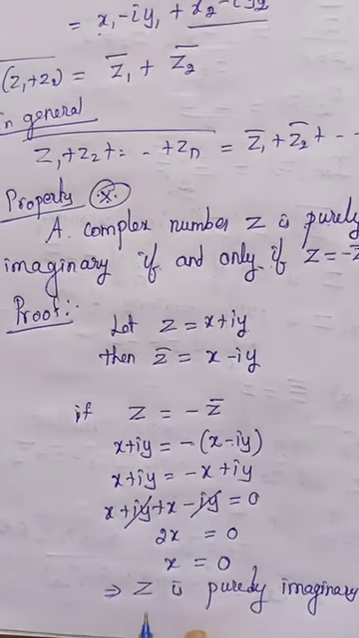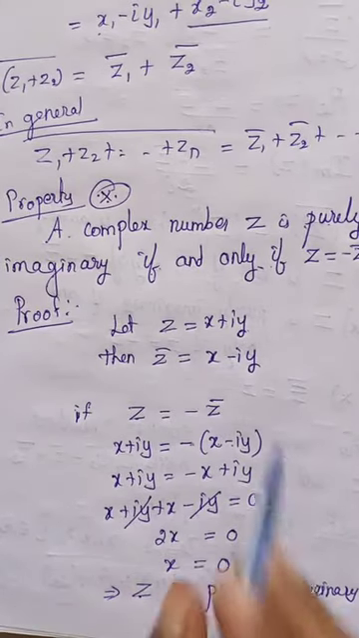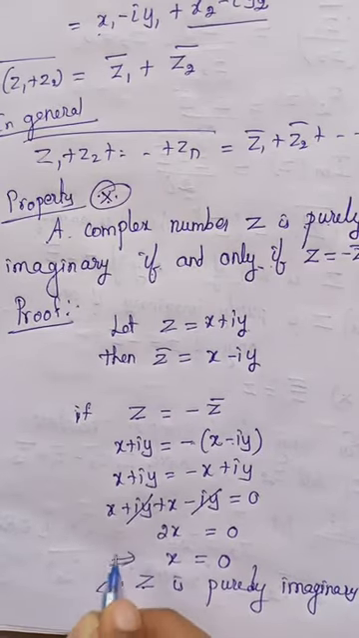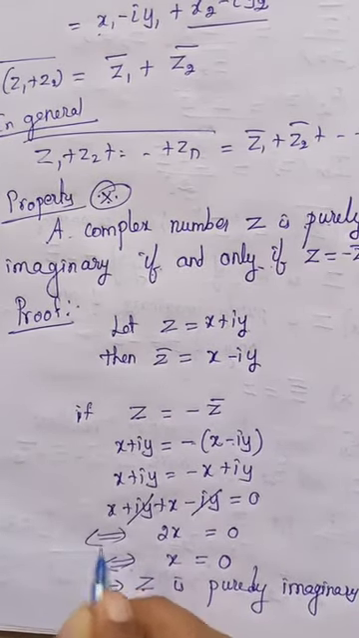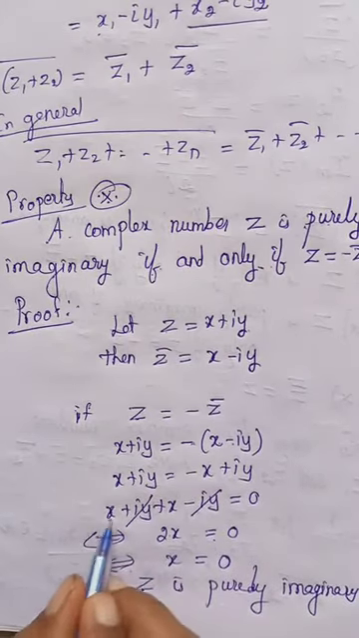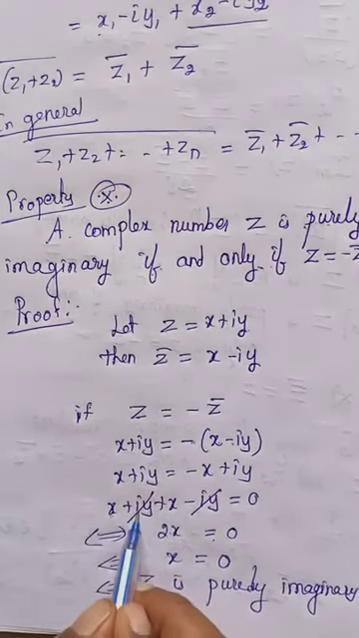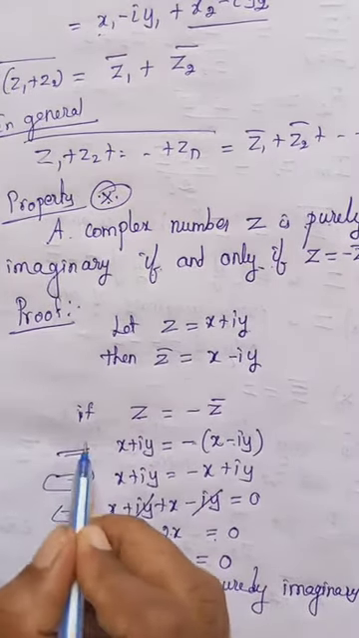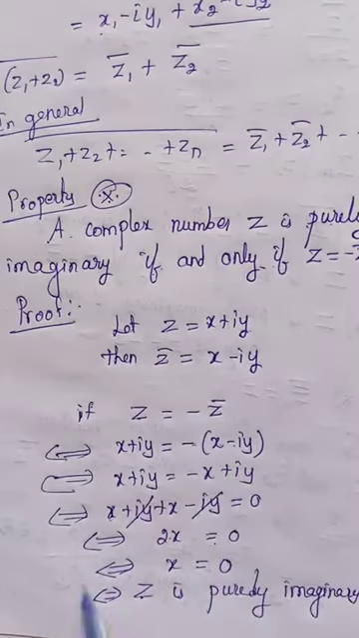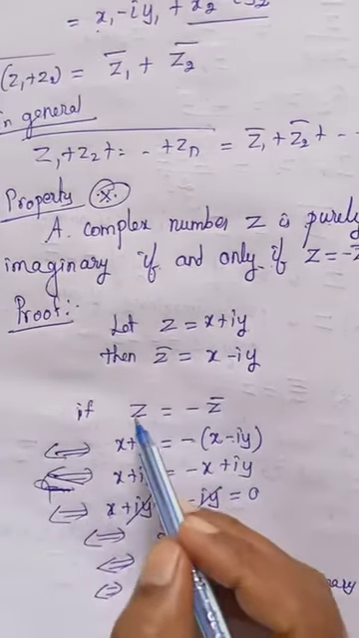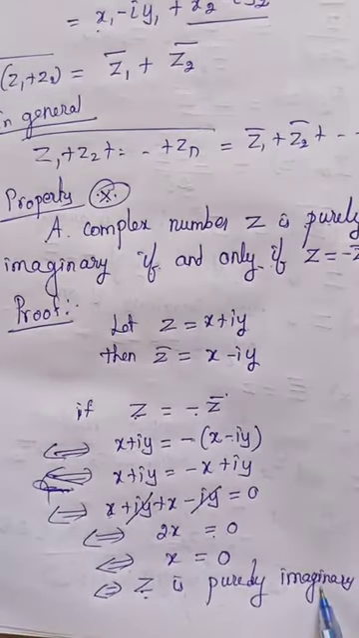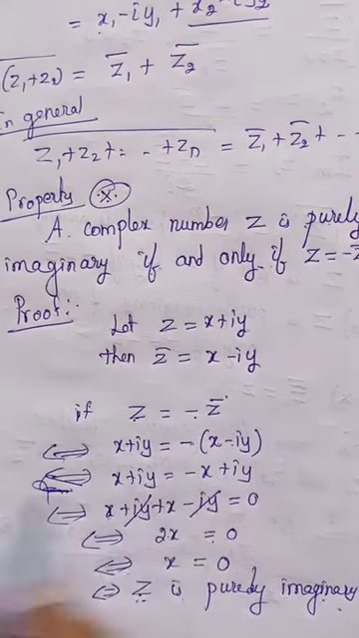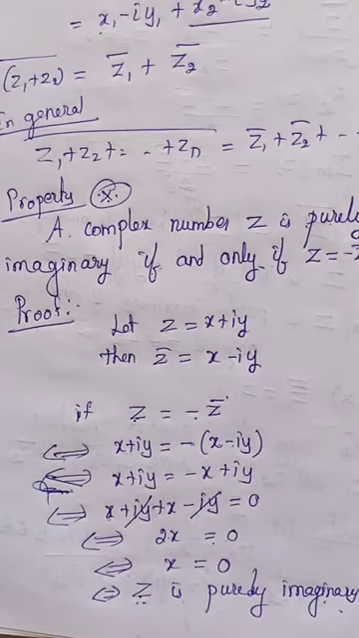Now in the reverse part, if z is purely imaginary, it means we only have the imaginary part, that means x is equal to 0, isn't it? So x equal to 0 implies 2x also equal to 0. So when 2x equals 0, I can take the remaining terms to the right hand side. So we get z is equal to minus z bar when z is purely imaginary. The same way, if z is purely imaginary, we will get z equal to minus z bar.